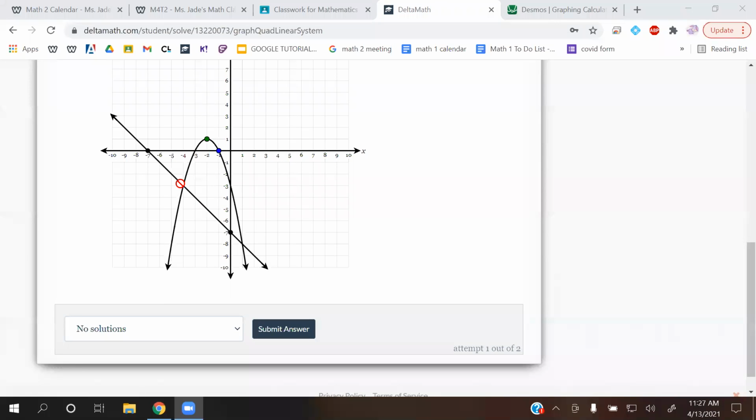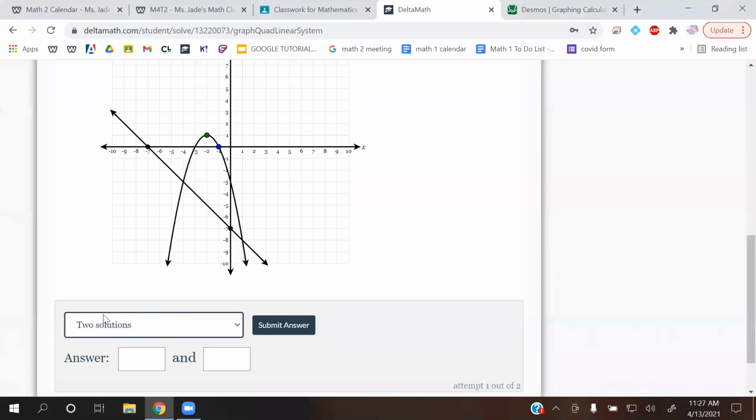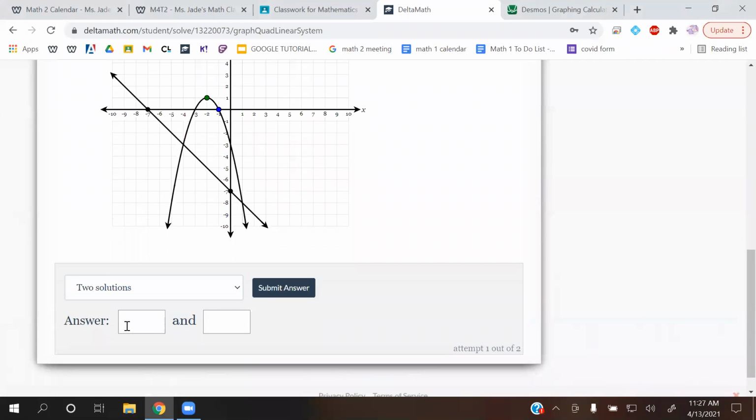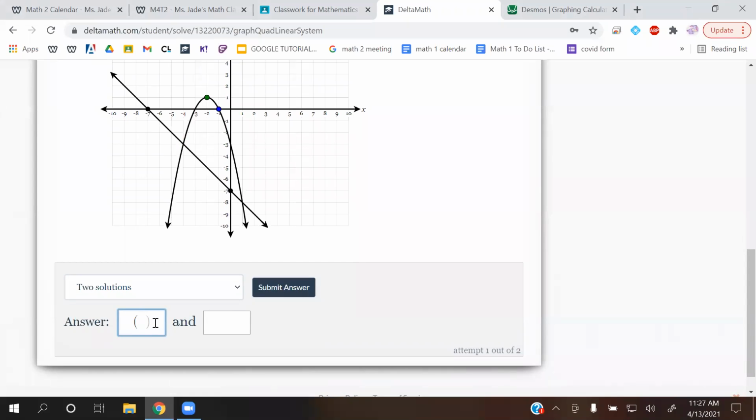And finally, you look at how many intersection points there are. Notice that there are 1, 2 intersection points. So therefore, there should be 2 solutions. Notice that the options are no solutions, 1 solution, and 2 solutions. So in this case, we have 2 because it touches twice, okay? So 2 solutions. And then we're going to type it in parentheses because these are coordinate points. So coordinate points need to be put in parentheses.